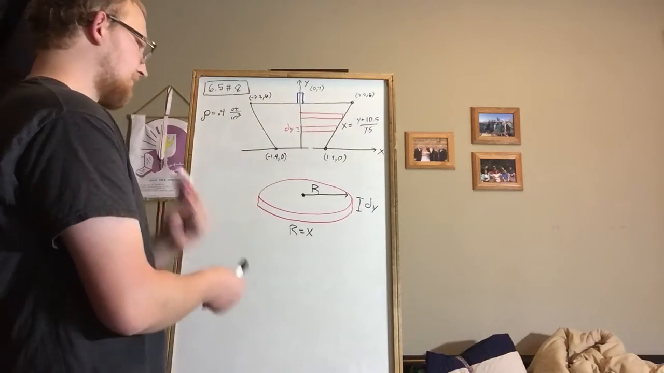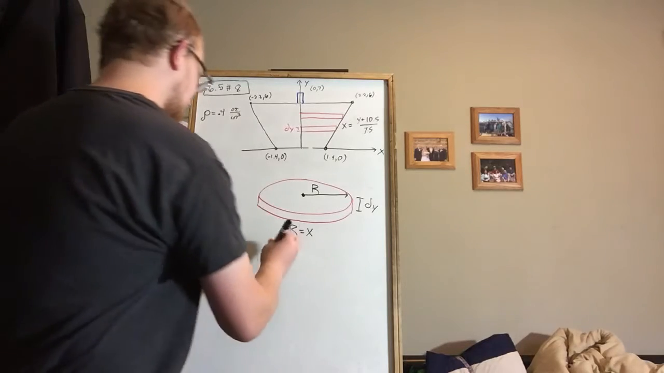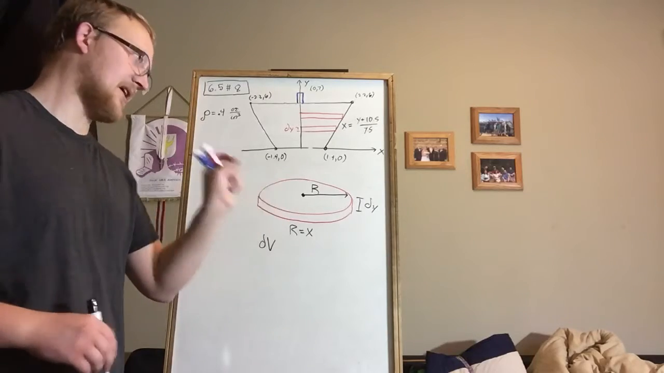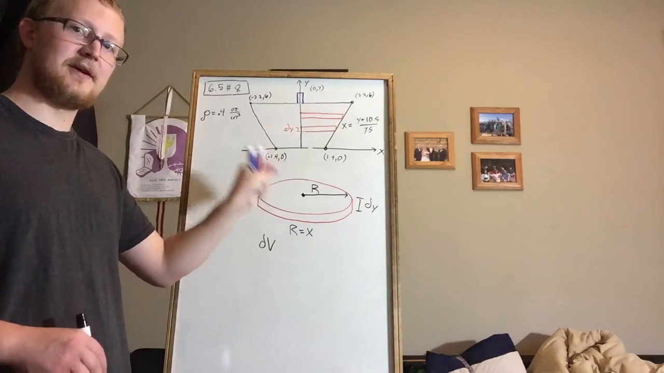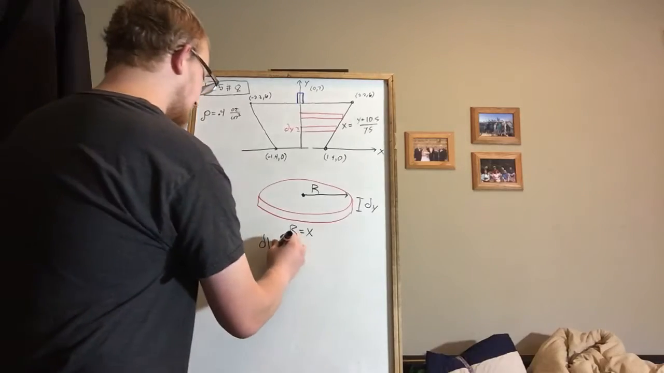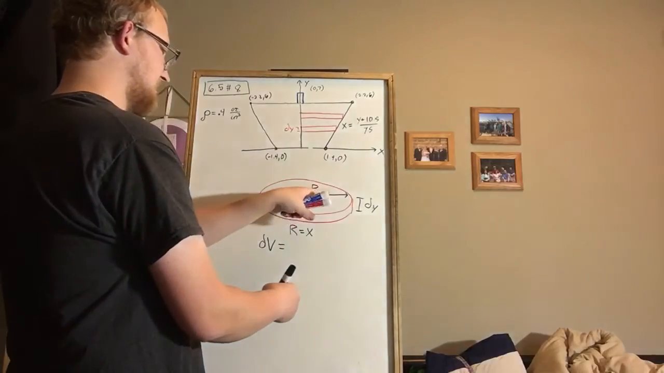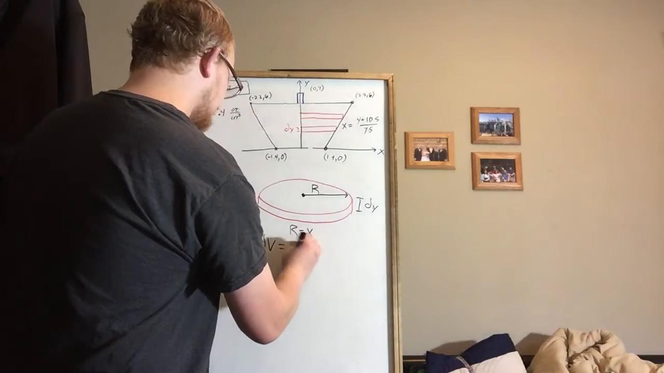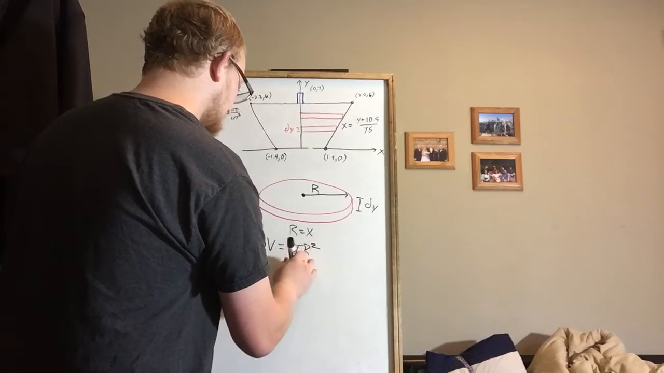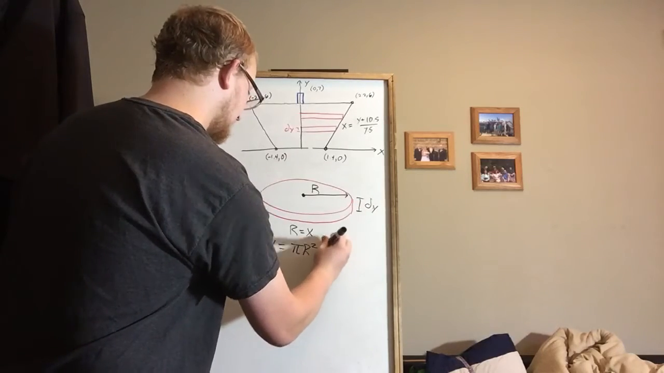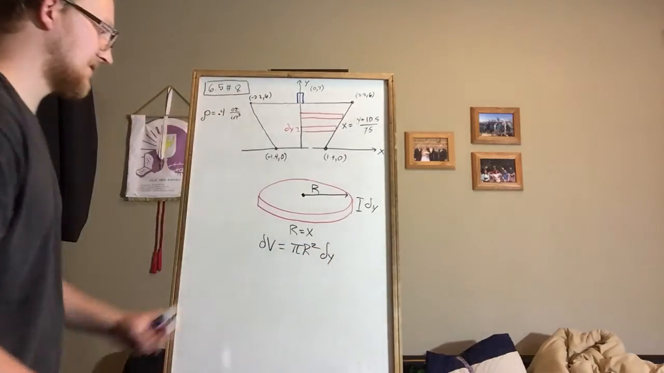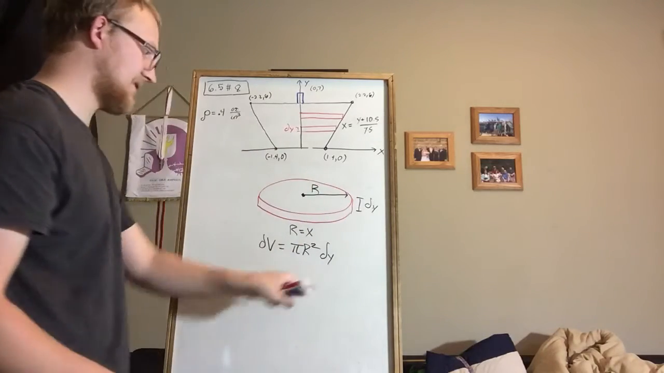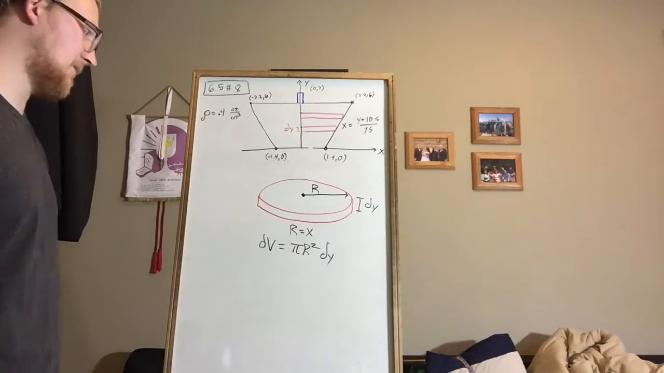And so the next step is we want to figure out what our small chunk of volume is. dV is representing the infinitesimal chunk of volume of this singular disk. And volume for this disk is equal to the surface area multiplied by the depth. So that's pi r squared multiplied by the depth of the disk, which is dy. So we found the surface area, and then we extruded that, multiplying by the height dy.